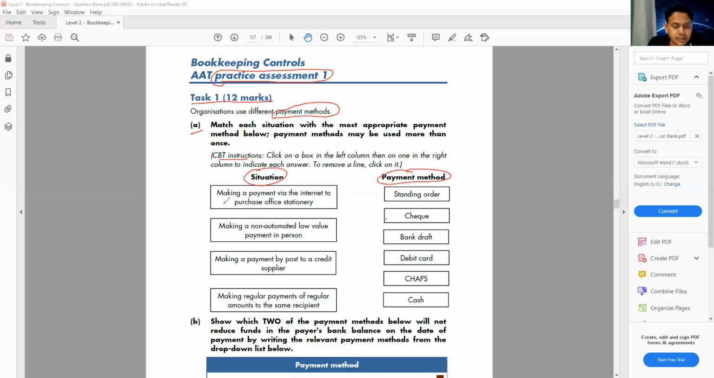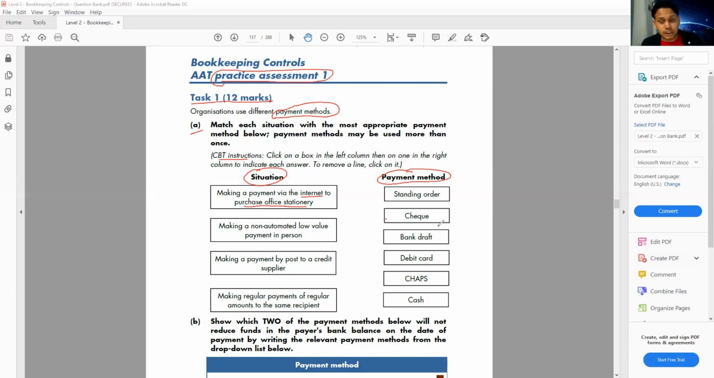Making a payment via internet to purchase office stationery. So when you buy something from internet, what is the best way we can make the payment? Here we can see we have a standing order, a check, a bank draft, a debit card, a CHAPS and cash. We have to choose which one is the most suitable way.